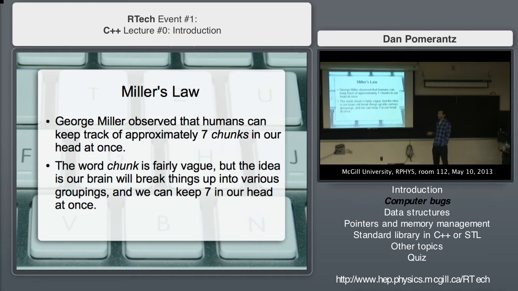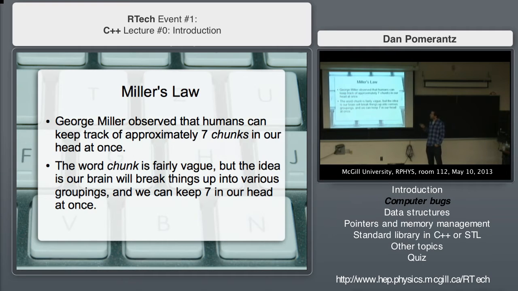That's what Miller's Law is. It's this person named George Miller who observed that at any point in time, we can keep track of about 7 things in our head at the same time. For different people, it might be 5, might be 8, but there's some number around that range that you can keep track of inside of your head.